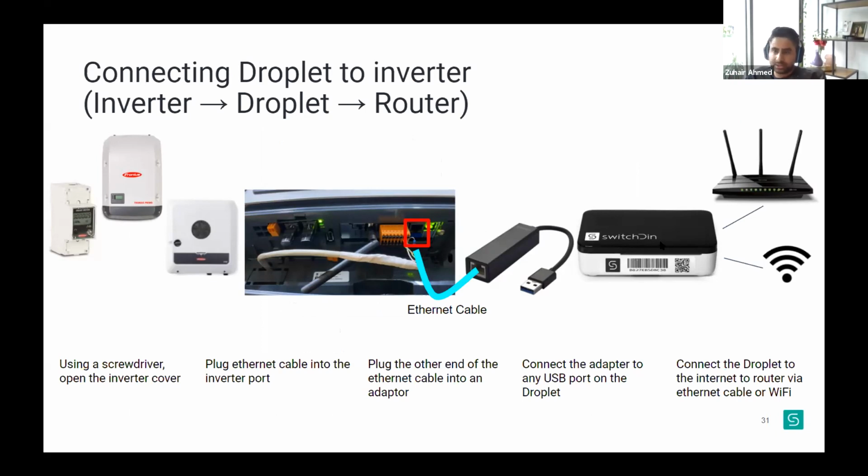As I said before, the Ethernet port on Droplet 1 is just for the Droplet's internet access. It's not used to connect the inverter. So it goes from the inverter to the Ethernet to USB converter to the Droplet, and the Droplet can either be connected to the network via Wi-Fi or a wired connection. Wired is always preferred.